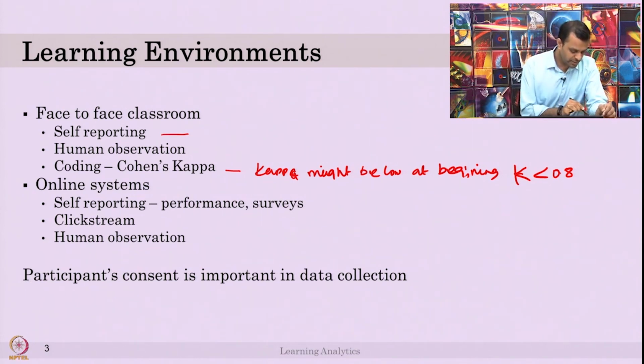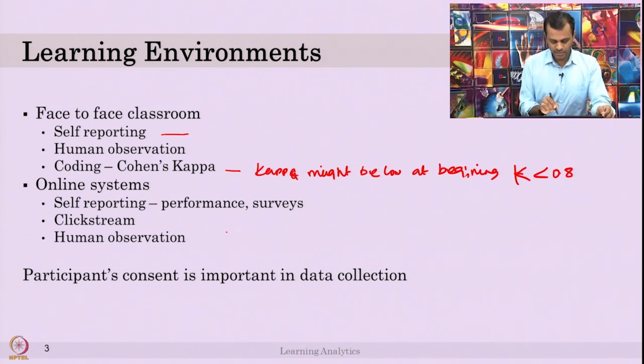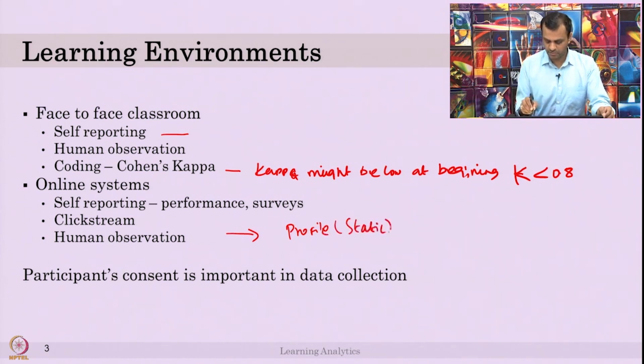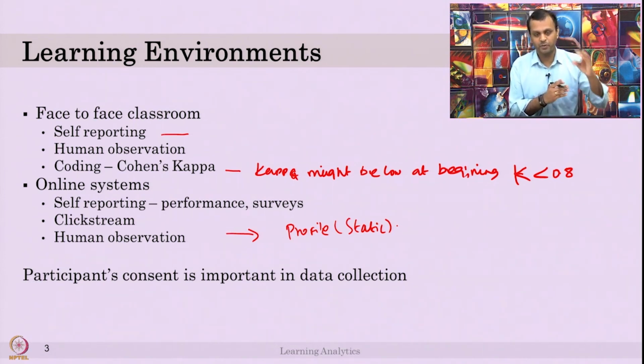In general, not in LA, but in an ITS, intelligent tutoring system kind of environment, what we consider is simple. There is something called a profile. This is kind of static information. Static in the sense it is a profile of a student, like age, gender, year of study, prior knowledge, maybe parents' information if you are collecting it. All this is profile information when they come to the system, kind of static.